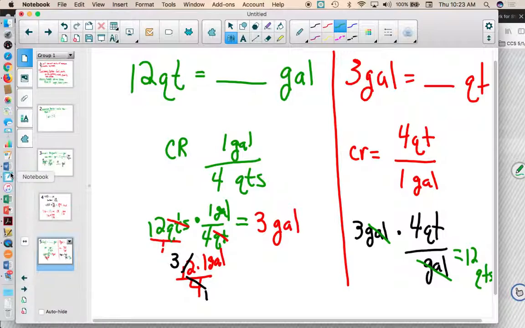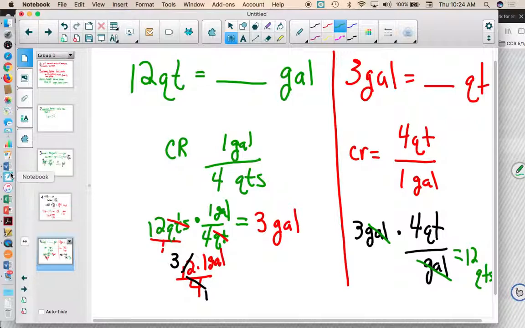Okay? The only thing different is I look here to see which label do I need left. That's the one that goes on the top of my rate. Here I needed gallons left, so I put the gallon on top. Here I needed quarts left, so I put that on top to keep that rate. Does that make sense? They both, 1 gallon divided by 4 quarts, is that gonna give me 1? Sure it would, because they're equal to 1. 4 quarts equals 1 gallon. These are both a rate of 1. Only one of them. Okay?